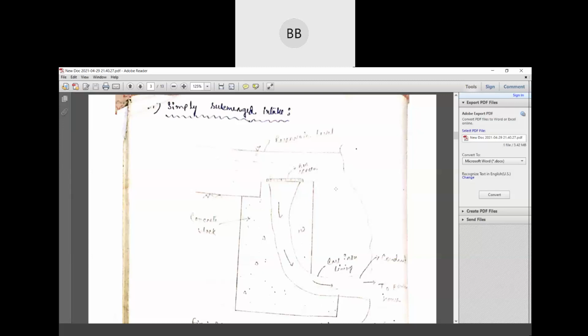Nowadays we always go for dry tower intake, because whenever we design a dam or hydropower scheme, we design for multi-purpose, not for a single purpose.